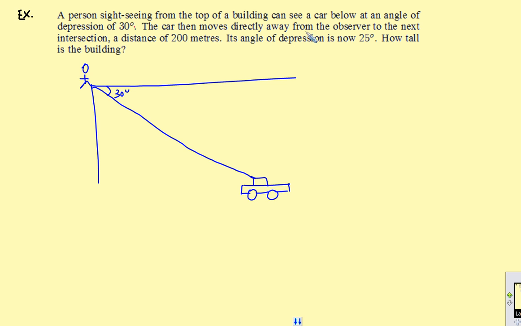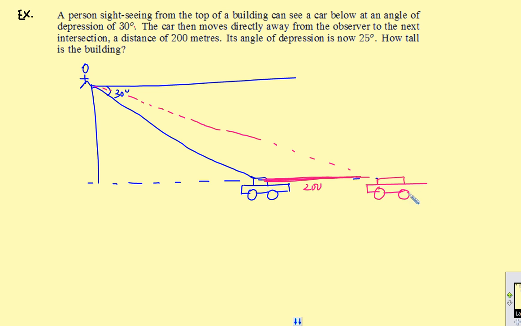All right, now the car is going to be moving directly away from the observer to the next intersection, which is at a distance of 200 meters away. So we know that this distance here is 200 meters, and this is where the car is now. Okay, now its angle of depression is 25 degrees. So the question being asked is, how tall is the building?